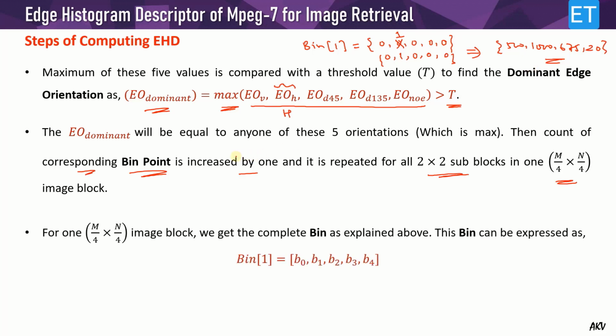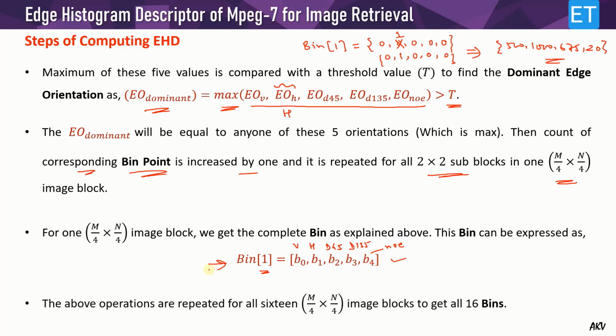So now for one block this bin is computed, and I can represent this bin for the first block like this. I mean for the first block, the bin can be represented by these symbols: B0, B1, B2, B3, B4. B0 represents vertical, this is for horizontal, this value for D45, this is for D135, and this is for non-edge orientation or isotropic.